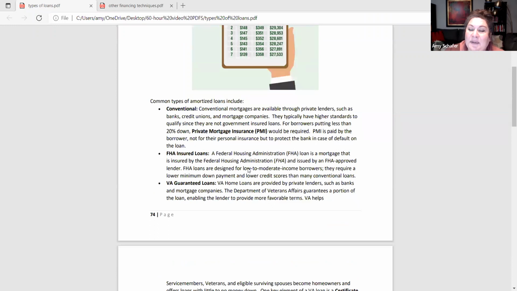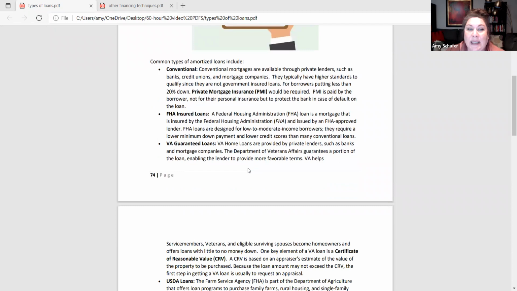Some basic types of amortized loans that I absolutely think you'll work with is a conventional loan. A conventional loan is probably the most standard type of loan out there. They usually have higher standards for qualification, for debt to income ratio and credit score. One thing that they do have, though, is private mortgage insurance. Private mortgage insurance is a fee paid by the borrower anytime they put less than 20% down.